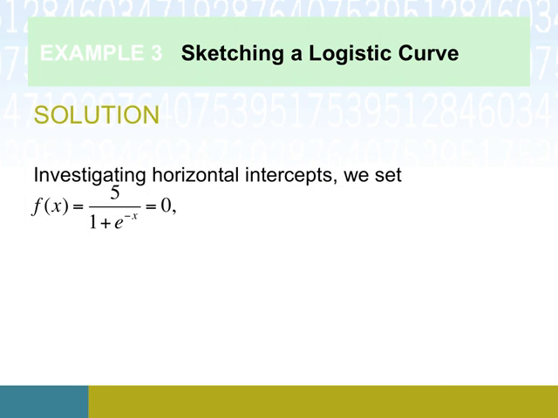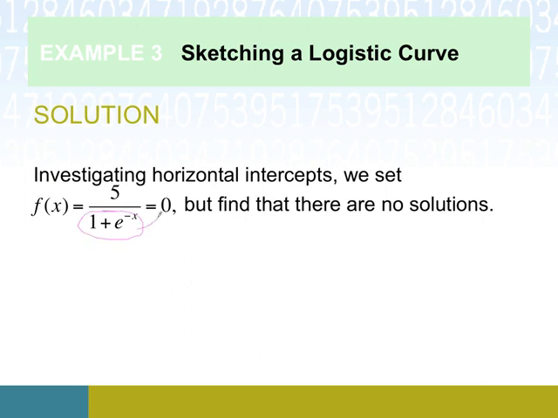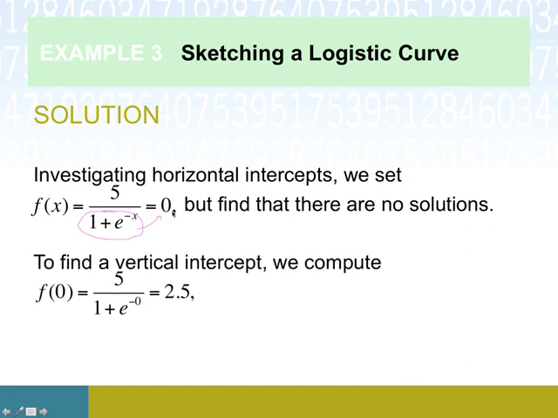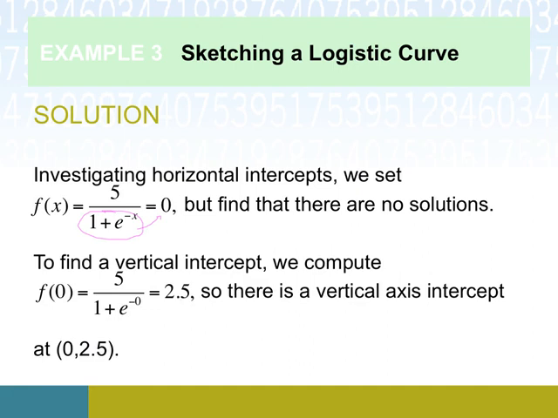Horizontal intercepts. So we're trying to set this whole thing equal to 0, but if we multiply all this stuff over, we're really not going to get very far. So all this stuff multiplied by 0 is going to give us an equation that looks like 5 equals 0. Not so much. Vertical intercepts are easier. We just plug in 0 for the x value. And this is going to be 1, so we're going to get 5 over 1 plus 1, 2.5. So we have a vertical axis, or a y-intercept, at (0, 2.5).